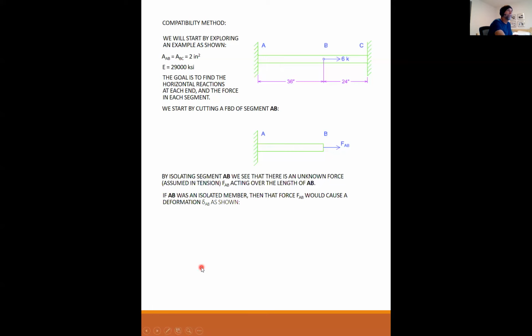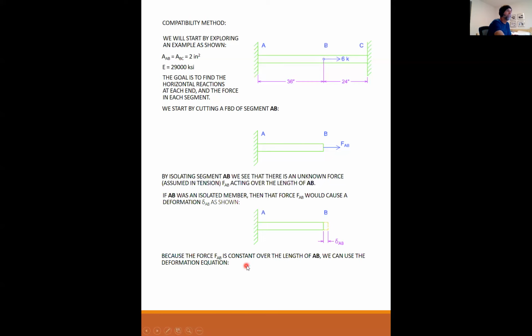If A to B was an isolated member, then that force AB would cause a deformation delta AB as shown, just like that. Because the force AB is constant over the length AB, how do I know it's constant? There's no other forces acting on it between A and B. So the force has to be constant from A to B.